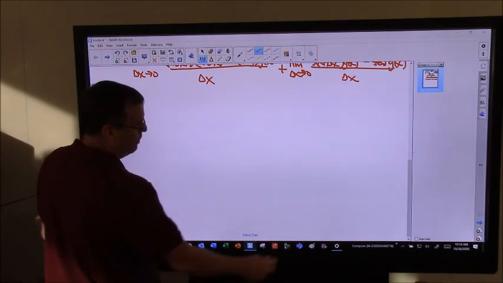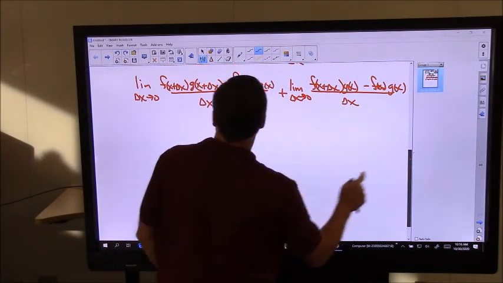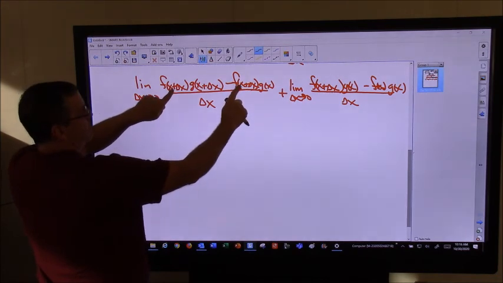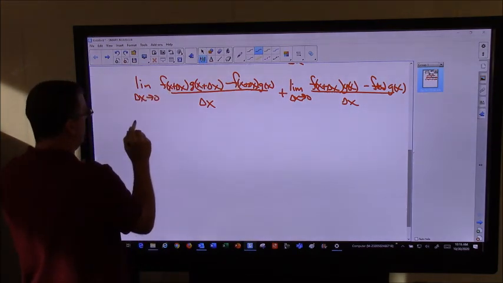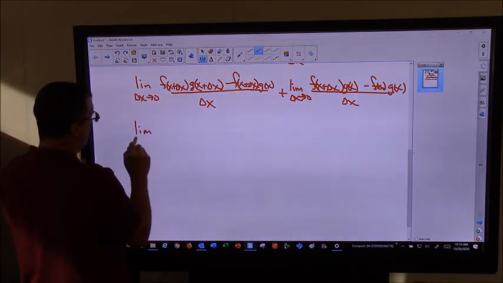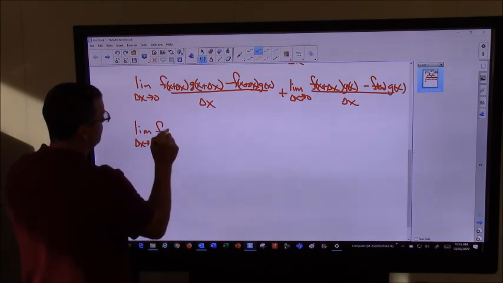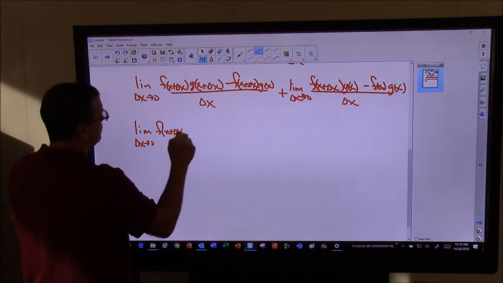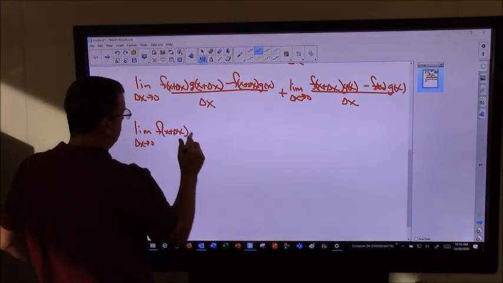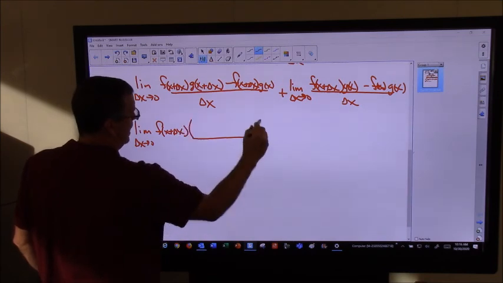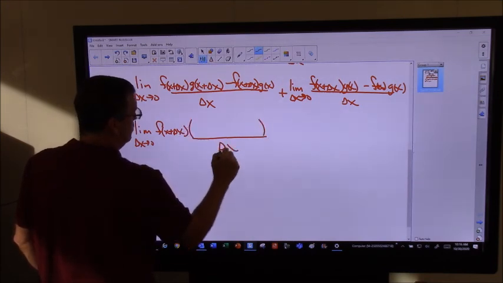All right, so in this thing right here, they both have an f of x plus delta x, so I'm going to factor that out. The limit as delta x approaches 0 of f of x plus delta x, I factored out of both of those. And then what I'm going to do is I'm going to have this fraction remaining.